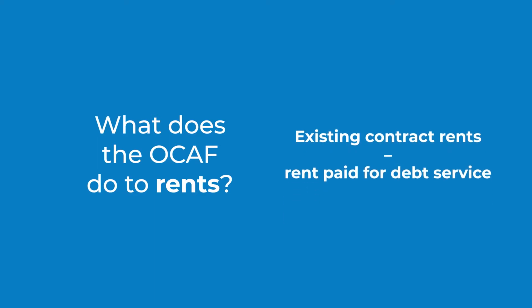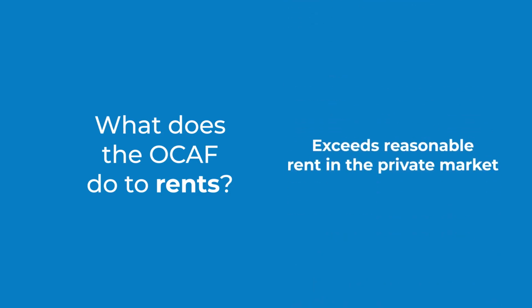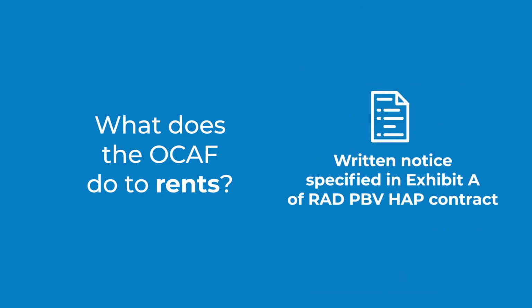3. What does the OCAF do to rents? The OCAF is a factor that is applied to adjust existing contract rents, less the portion of rent that is paid for debt service. In other words, it is intended to adjust the portion of the rents used for operating costs. However, an OCAF adjustment may not result in a contract rent that exceeds reasonable rent for comparable unassisted units in the private market. The rent increase is effectuated via written notice from the contract administrator to the owner of the covered project, which constitutes an amendment of the rent specified in Exhibit A of the RAD PBV HAP contract.